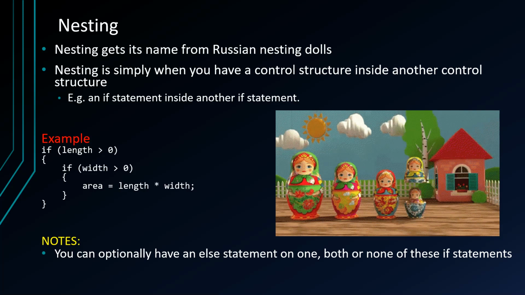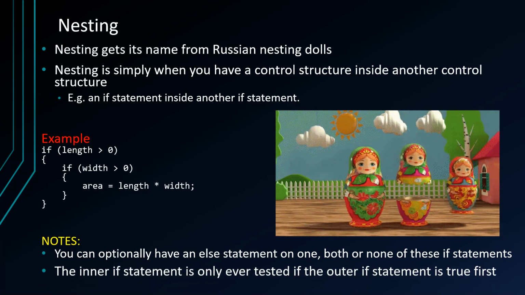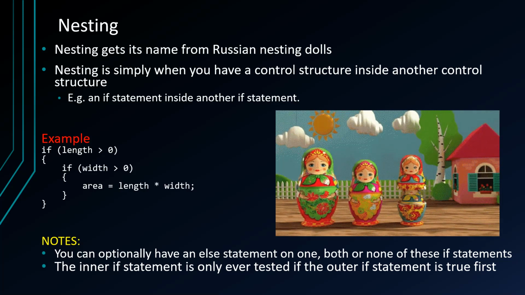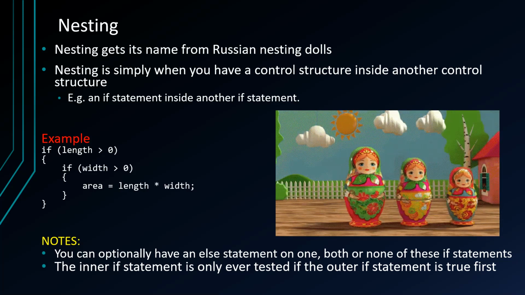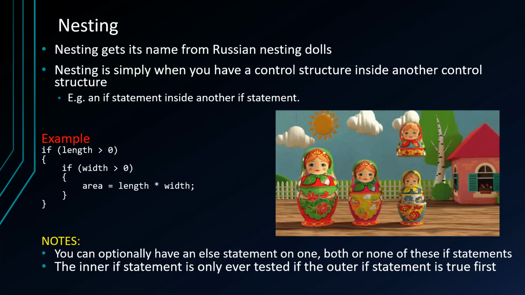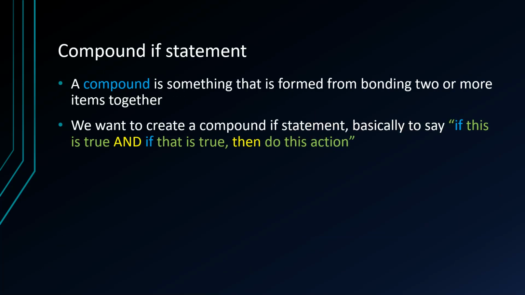So this is what's called nesting. Control structures inside of control structures. Great. And as I already mentioned, the inner if statement is only ever tested if the outer if statement is true first, because it wouldn't go inside otherwise. Okay, great. What is a compound statement?